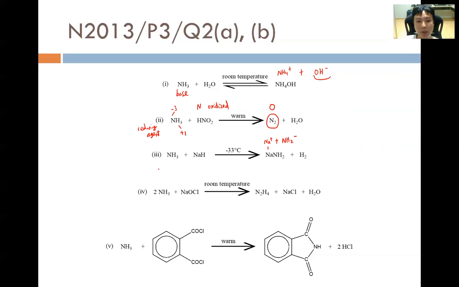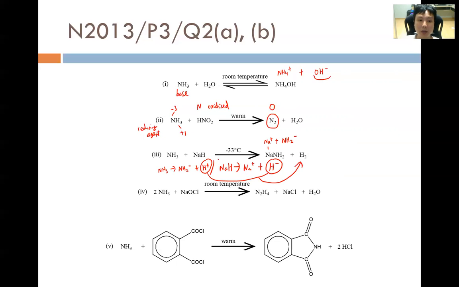So what happens is really that the NH3 dissociates to form NH2- and H+, whereas the NaH also dissociates. Let me write it here. NaH dissociates to form Na+ and H-. So what really happens is the H+ reacts with this H- to give you the H2 gas.